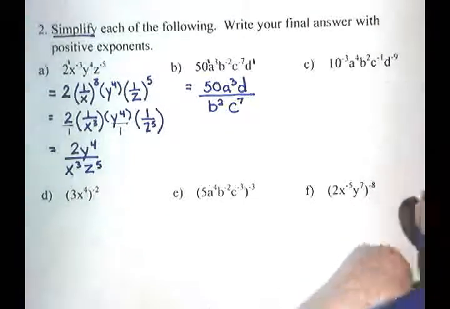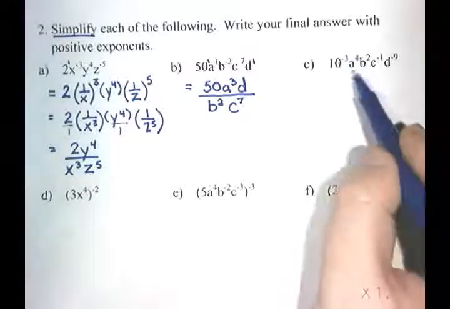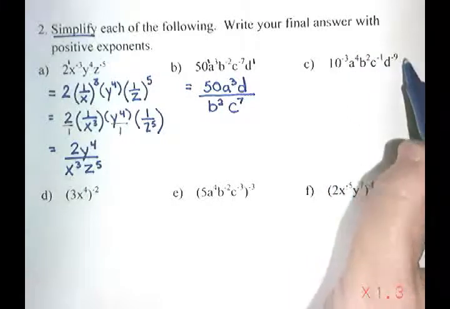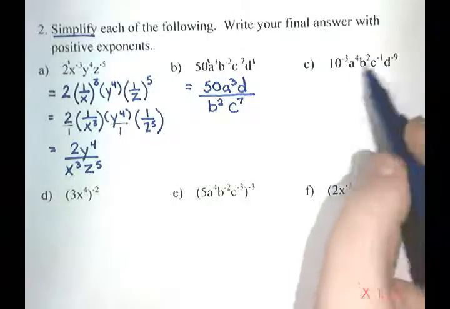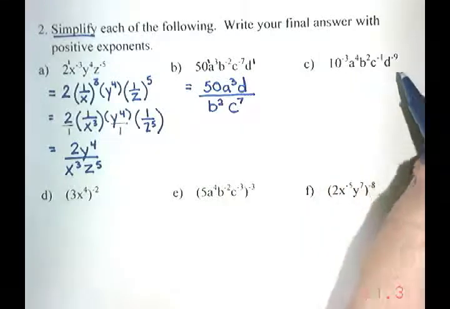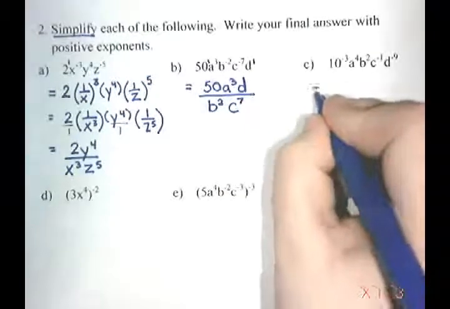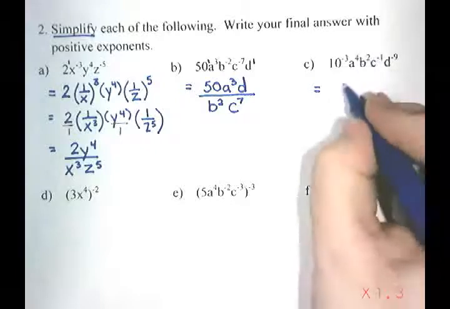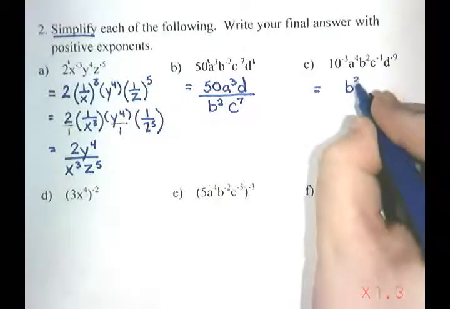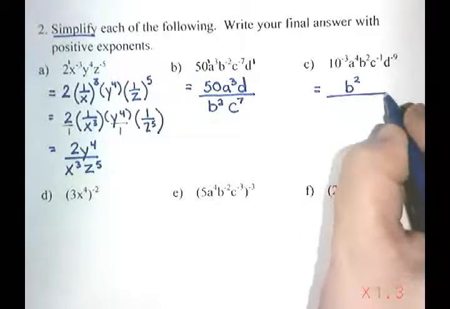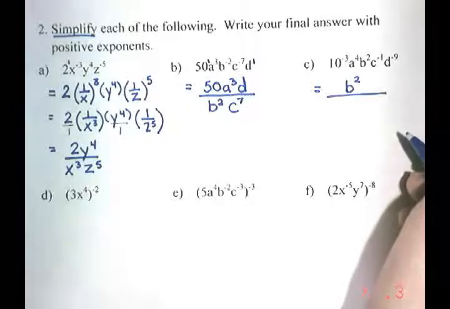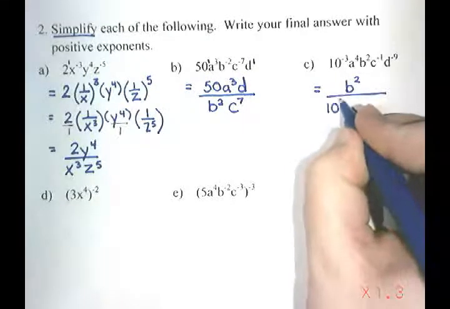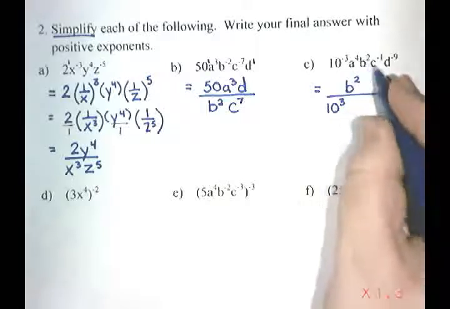All right, the last one here, we have 10 to the negative 3, a to the 4, b to the 2, c to the negative 1, d to the negative 9. So first of all, the positive ones should stay in the numerator. The only positive one we have this time is the b squared. So the b squared is going to stay in the numerator. And then all the rest with negative exponents are going to flip down into the denominator. So that's the 10 to the negative 3, which becomes 10 to the positive 3.